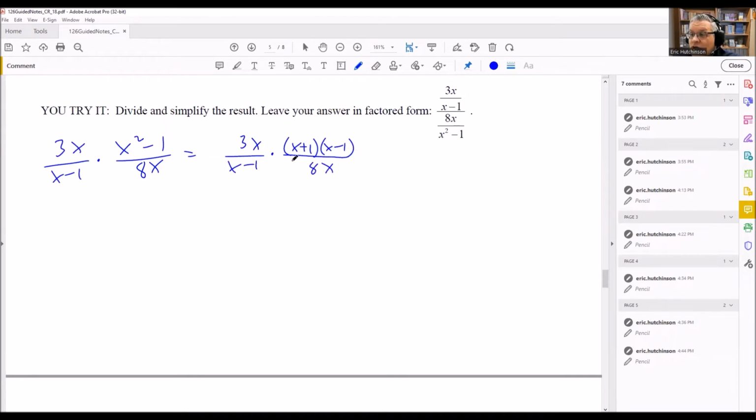What cancels next will be the x minus 1s. So x minus 1 we can cancel from the top and bottom there, as well as these x's we can cancel. What that's going to leave us with is 3 times x plus 1 on top, and on the bottom we have just 8. And that would be it. 3 over 8 is already reduced. We can't take that any further.